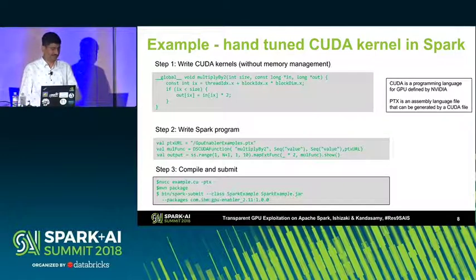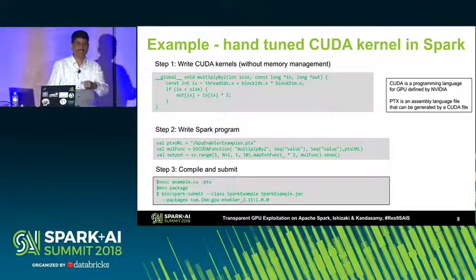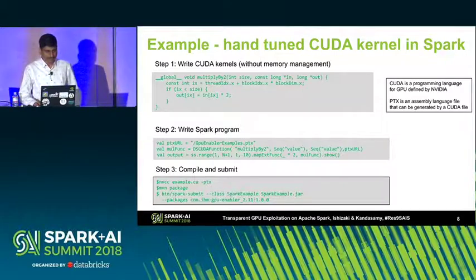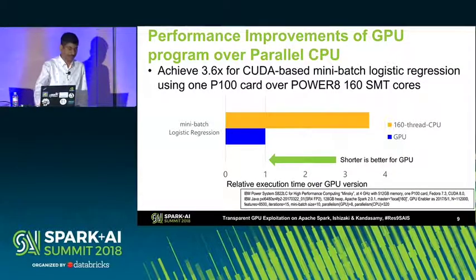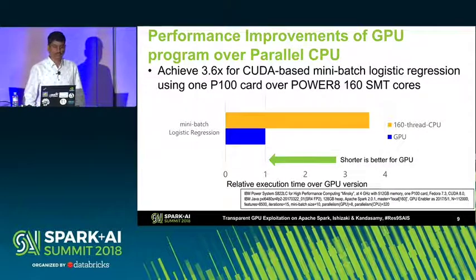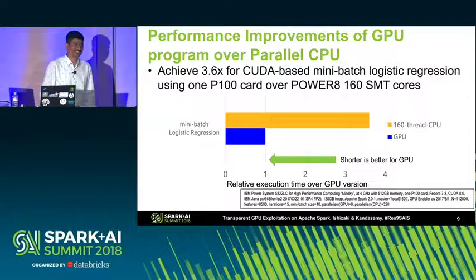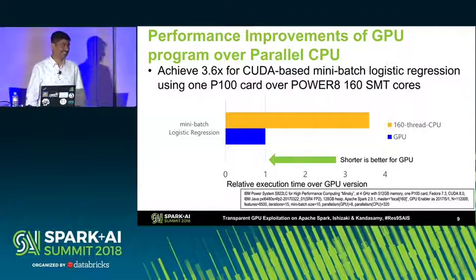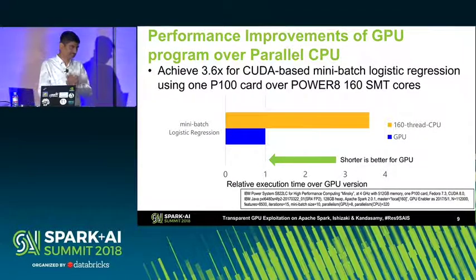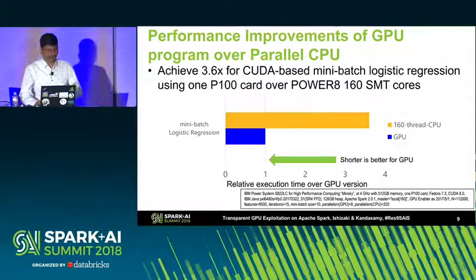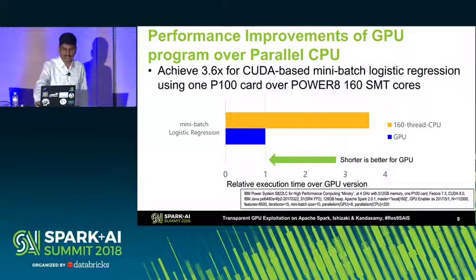And then the third step is, as usual, you compile your Scala program and execute it. But one more step is you have to compile your CUDA program as well to get the PTX. From the performance side, we implemented logistic regression in CUDA. We got about 3.6x for a single GPU. This is on a toy data set, which runs for, let's say, 60 or 70 seconds. But when we take a real complex algorithm and put it on real data, you will get much better benefits. This is run on the IBM Power Systems with a single P100 GPU.